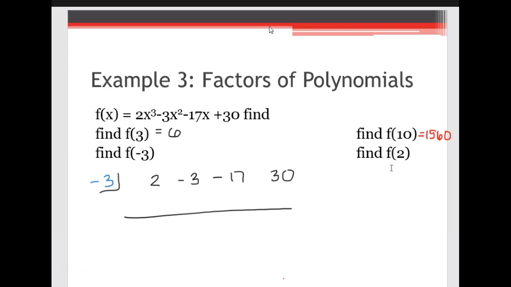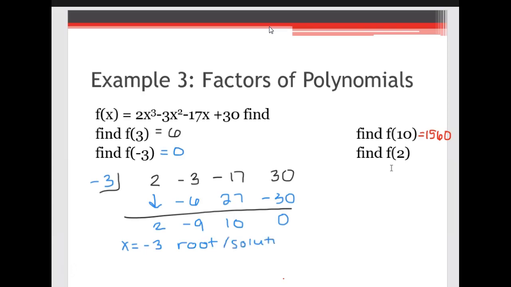Okay, let's look at -3. So when I do synthetic substitution for -3, I get a remainder of 0. If I get a remainder of 0, that means x equals -3 is a root of my function. That also means it's a solution. That also means x plus 3 is a factor. So on Monday, we're going to retake these synthetic ideas and we're going to factor complicated polynomials using synthetic substitution. So that's a preview of where we are going for Monday.